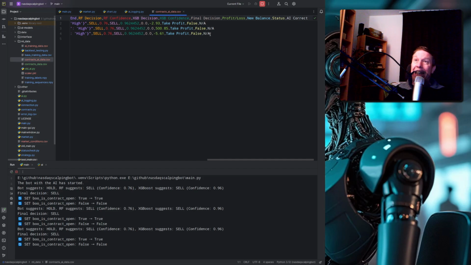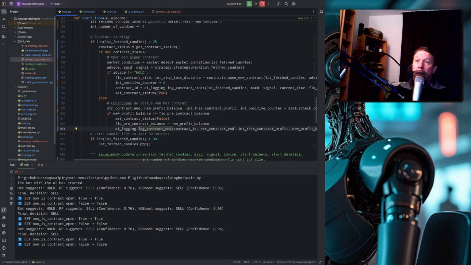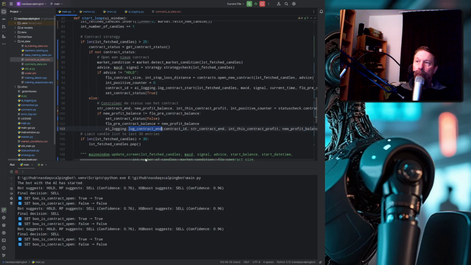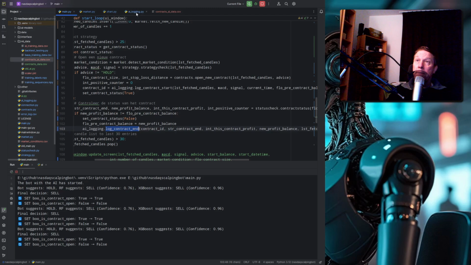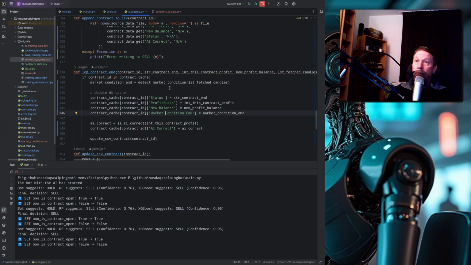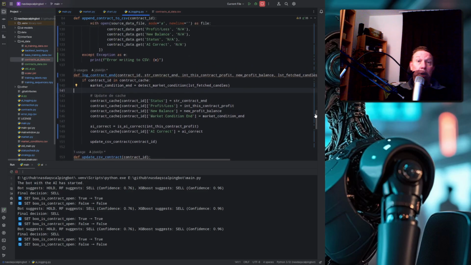So I guess that the AI logging, the log contract end, is not executed, or that whatever in the function of the log contract end is not executed as it should be. And I was looking at it if I could find why it is not doing what it's supposed to do. And I could not kill the bot to restart because I had to make the video first before I'm gonna kill anything.